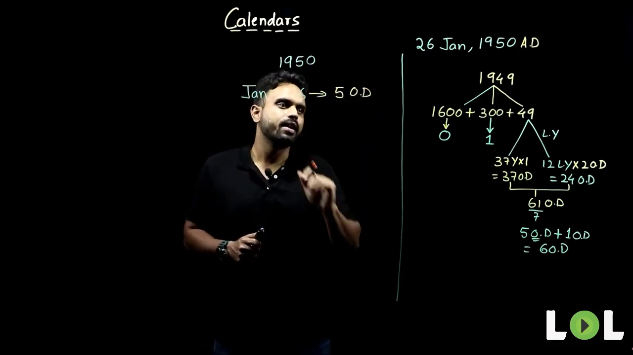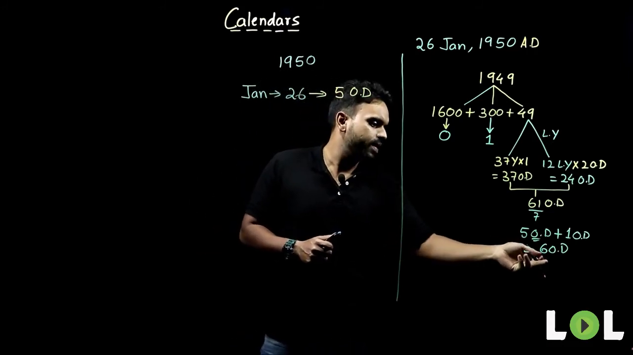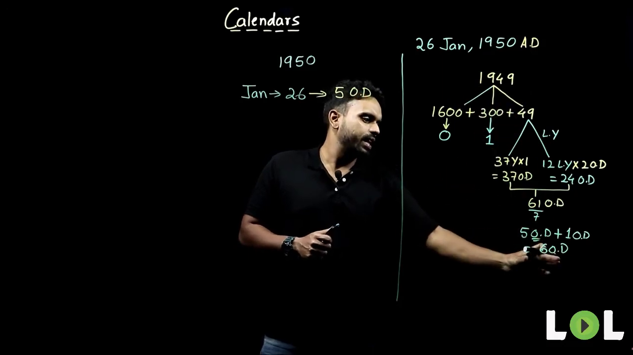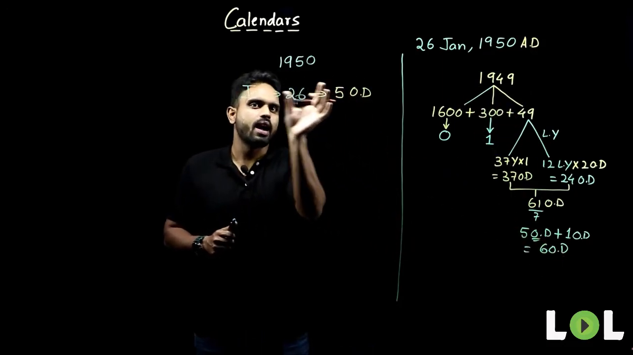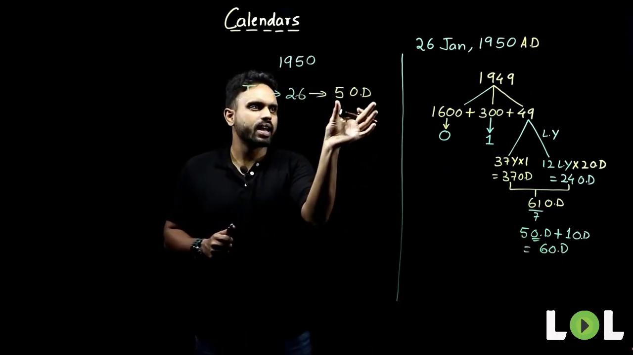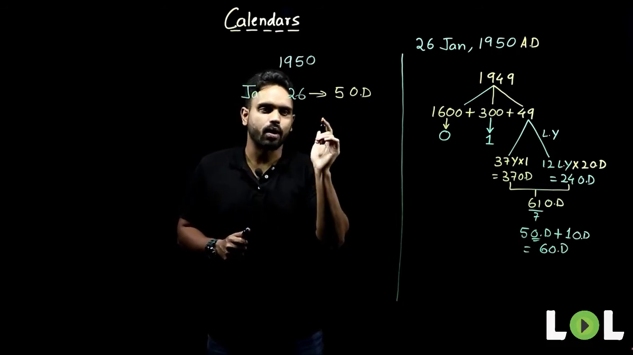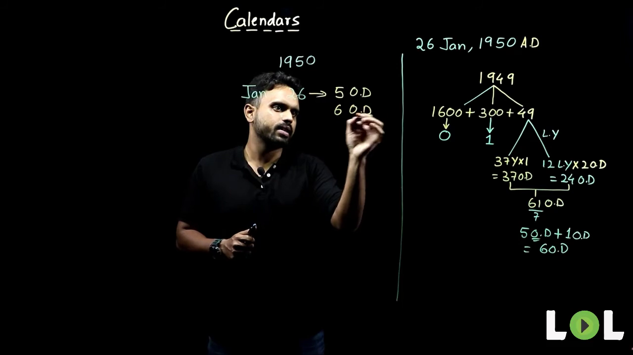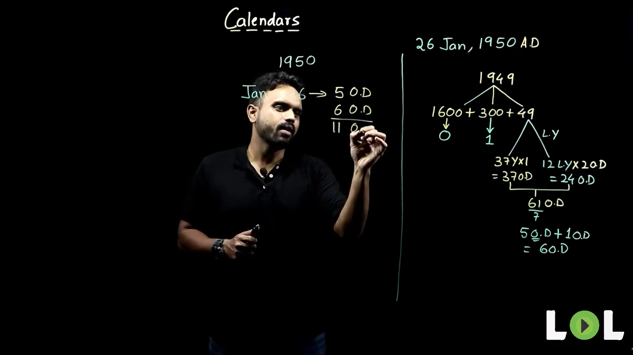How did I get it? Dividing it by 7. Now, from the previous 1949 years, I have 6 odd days. And from January 26, I have 26 days, which gives 5 odd days. So totally together, I have how many? 6 and 5 odd days. Together, I have 11 odd days.